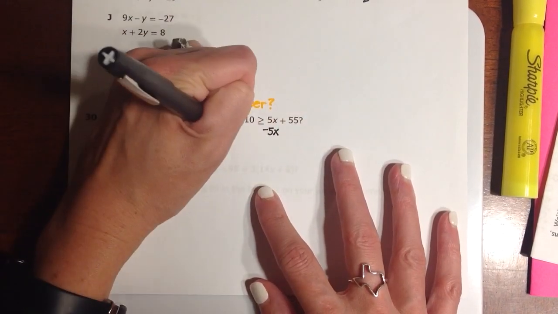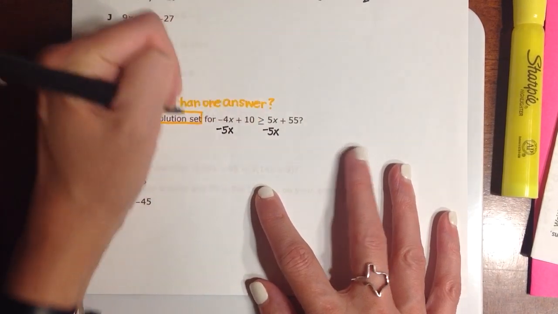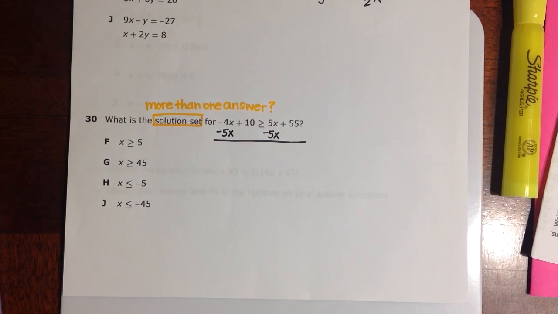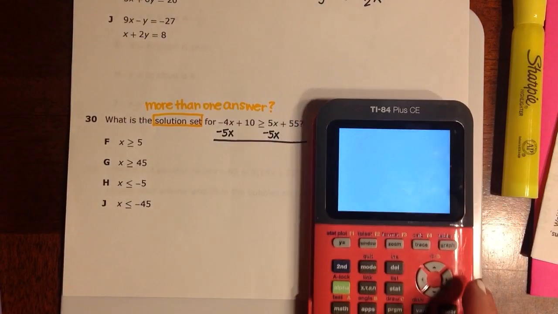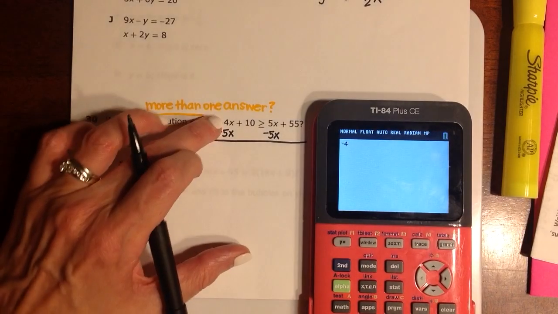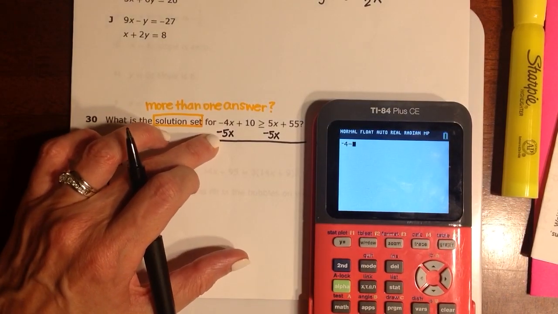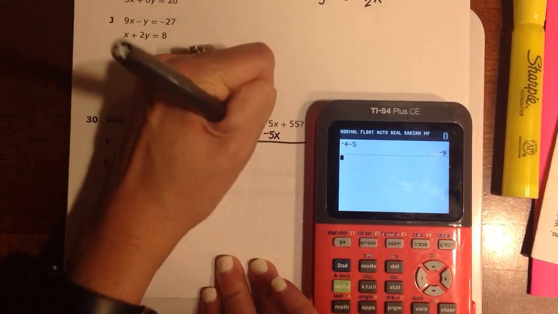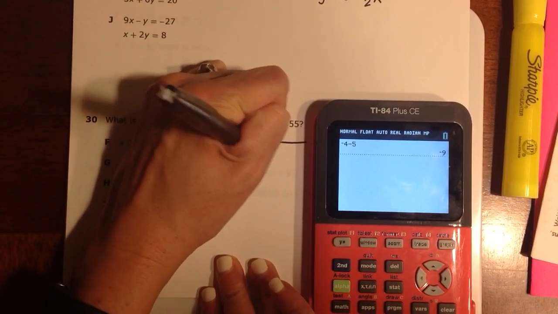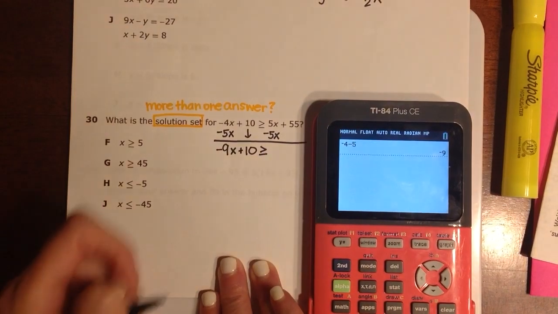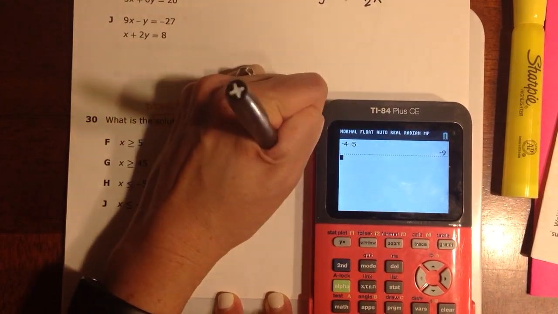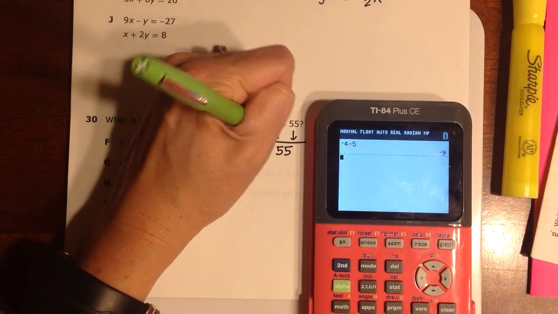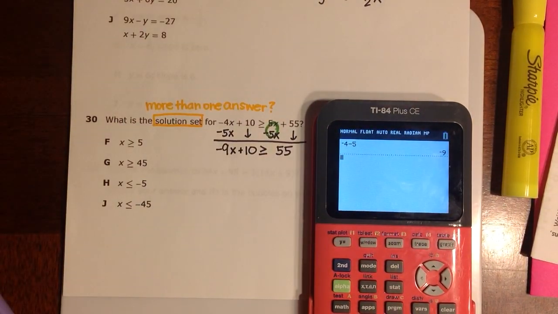I want to get all my variables on the same side of my inequality, just like I would if that was an equal sign. So I'm going to get my calculator, and I'm going to say, okay, I started with -4, I'm combining like terms, and then I'm taking away 5, so now I have -9x, and I'm going to bring down my plus 10, I'm going to bring down my greater than or equal to, and I'm going to bring down my 55, okay? Because that 5x has now turned into a 0 because I subtracted it.